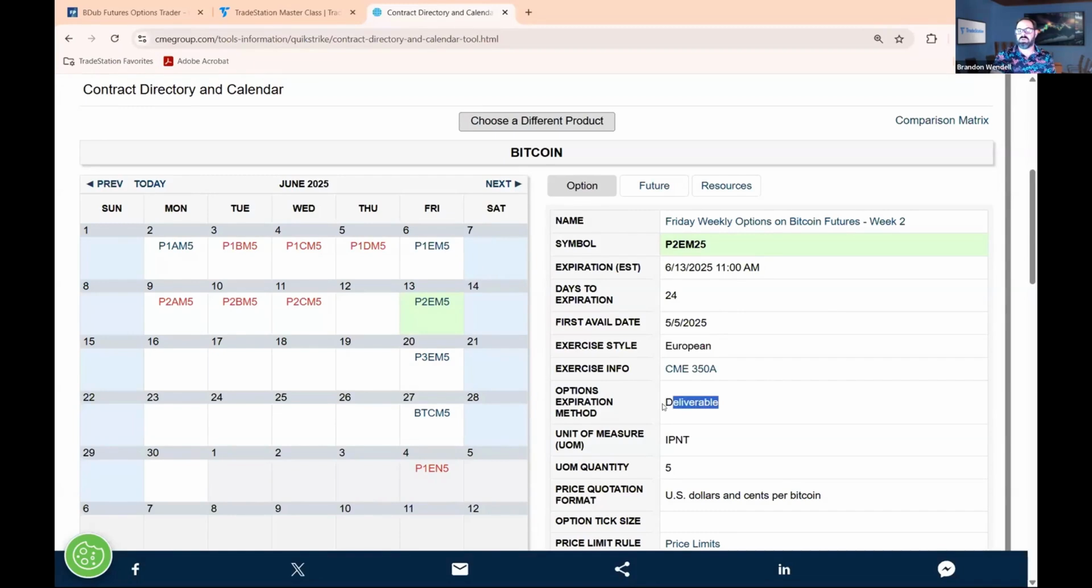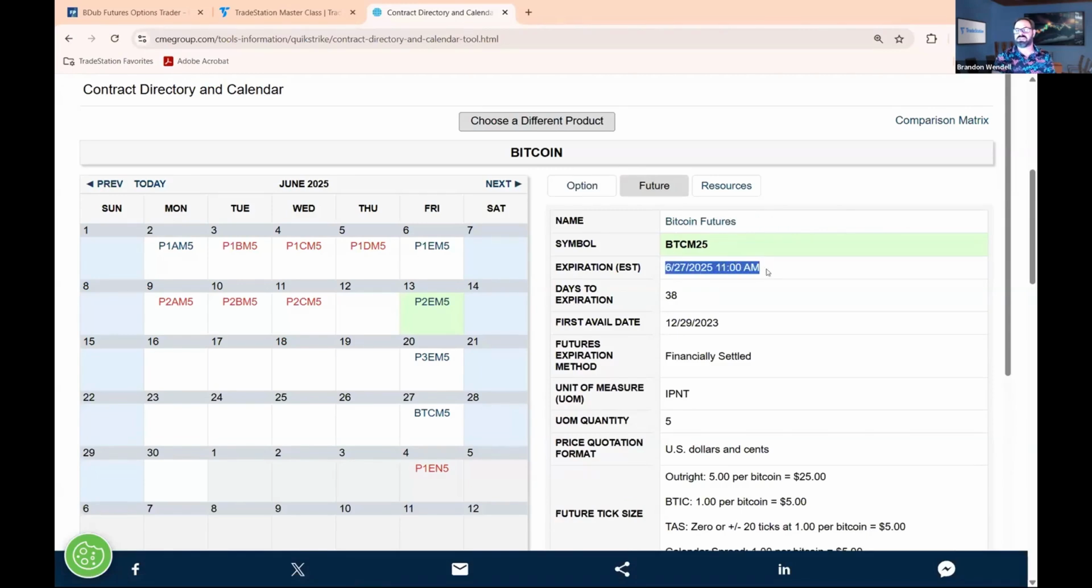And in this case, it is European style. It is deliverable. So basically, if you were to hold this till expiration, it is assigned or exercised if it's in the money and it's a deliverable security. So you would actually gain a position in the underlying future, because you can see the expiration of this option is June 13th at 11 a.m., but the underlying future doesn't expire until the 27th at 11 a.m. Because they have different expirations, if you hold to assignment or expiration and you get exercised or assigned, you would gain a position in the futures contract. And you can see the point values right there.